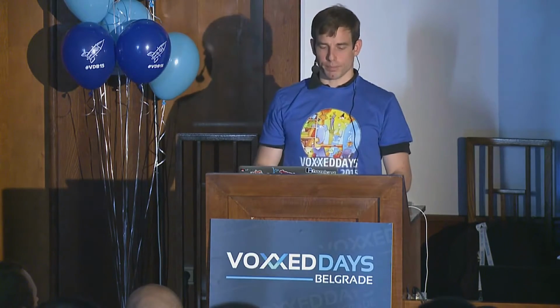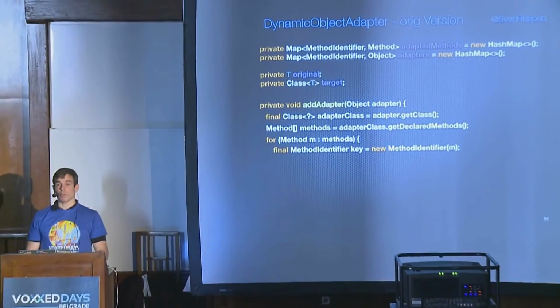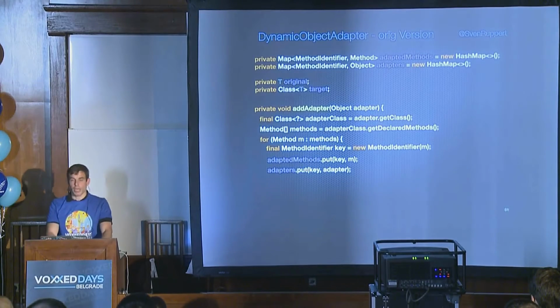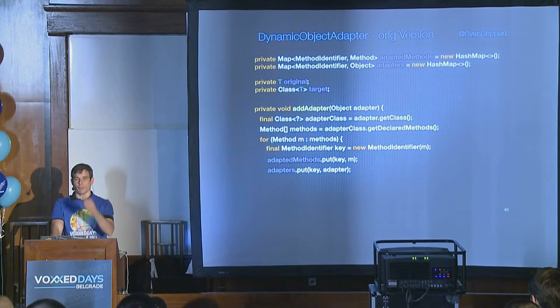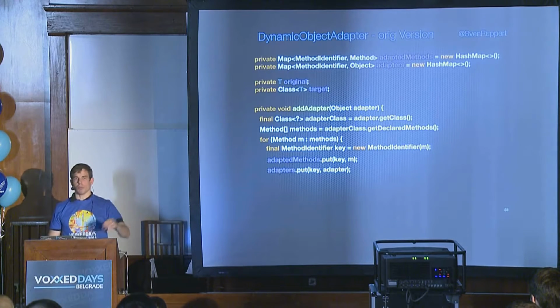So from this adapter I could get the class, then I can get all declared methods, fine. With every method, I can create this method identifier and put it through these two hash maps. So now I have an adapter, put it through this object adapter, and then it will put all the things into the hash map so that I can work on it later.